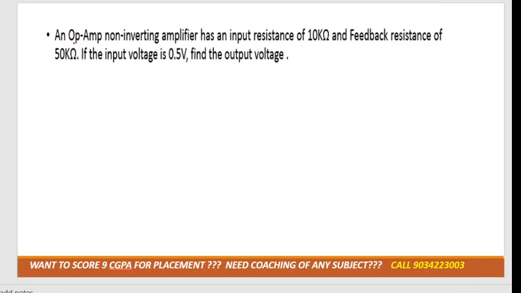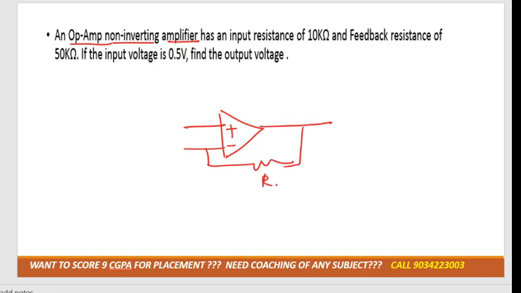See, in this question they have said op-amp non-inverting amplifier, so we have to draw a non-inverting amplifier. And as you know, a non-inverting amplifier is connected with the positive terminal, right? So in this case, feedback is connected with the negative terminal, like this is RF, this would be R1, and we are providing voltage to the positive terminal.